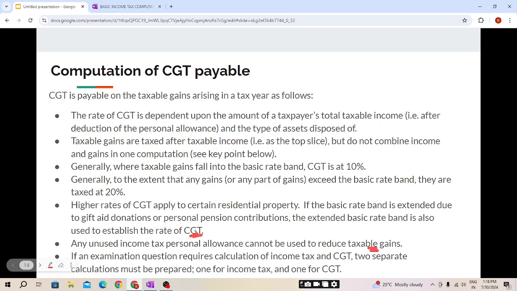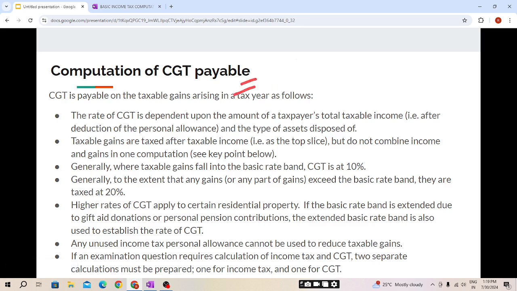But to identify the rate of CGT, students, we need to see the total taxable income and the bands and the type of asset disposed. If an examination question requires calculation of income tax and CGT, two separate calculations must be prepared, one for income tax and one for CGT.